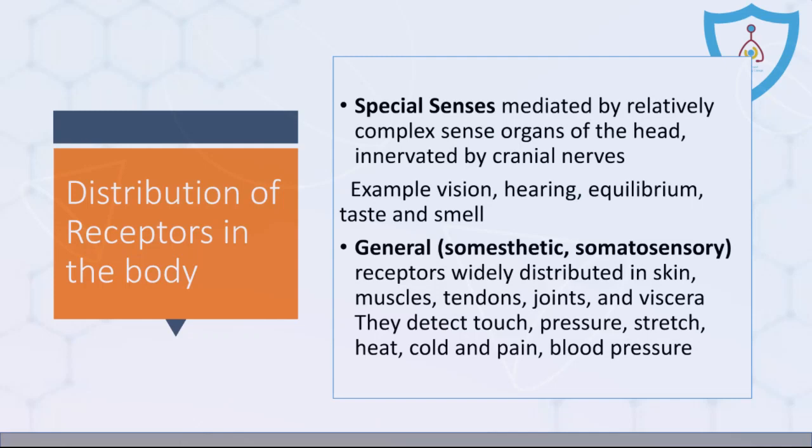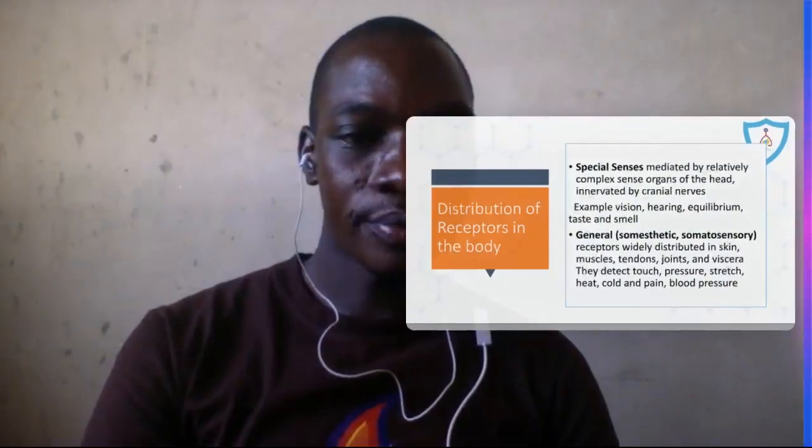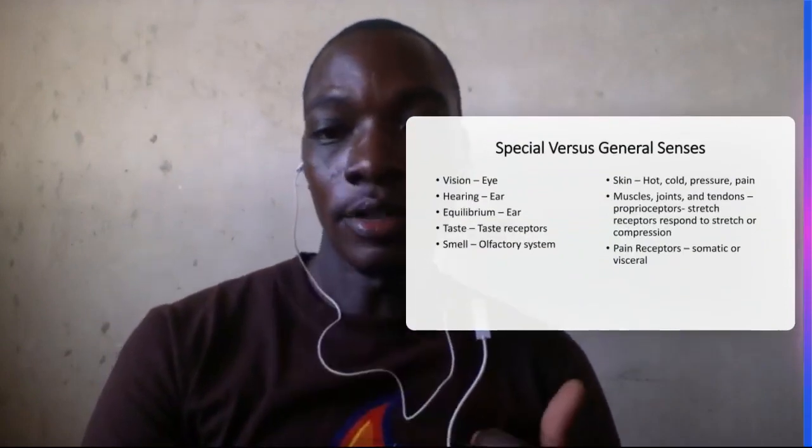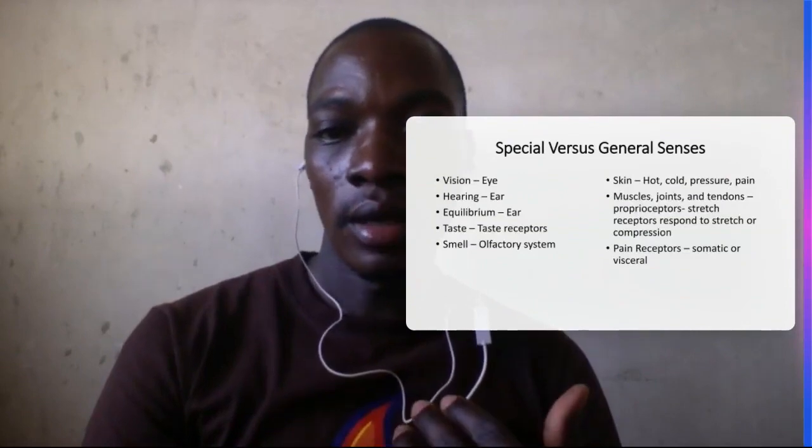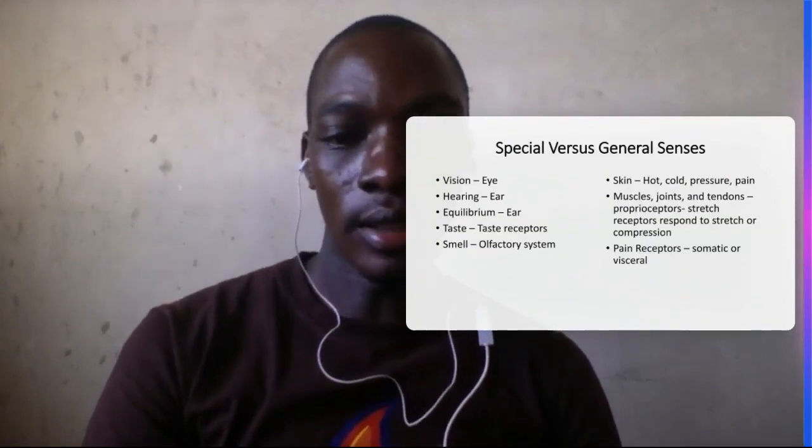These are responsible for carrying the sense of touch, pressure, stretch, heat, cold, pain, and such kinds of things. You can see the sense of touch is distributed all over your body because the skin is responsible. And therefore, that's why we refer to it as a general sense. So how are these special senses different from the general senses?